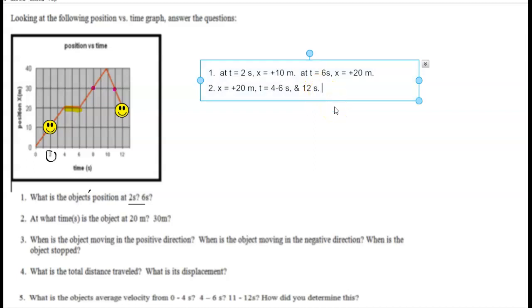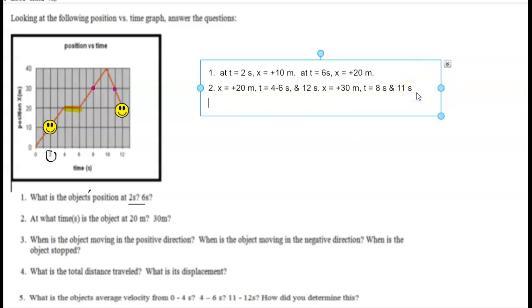And hopefully you're following along and doing the same kind of work in your head or writing it down, because I think that is how you learn better when you're watching these videos. So the times when it's at 30, again, we said those are where those pink dots were, so 8 seconds, and it looks like 11 seconds. So far so good. Hopefully everybody's doing okay with that.